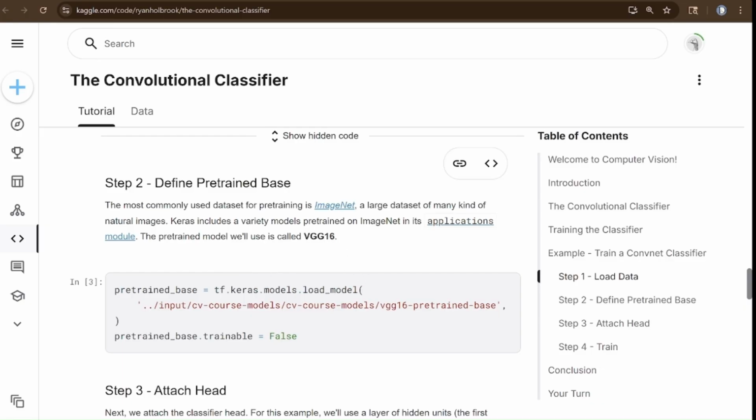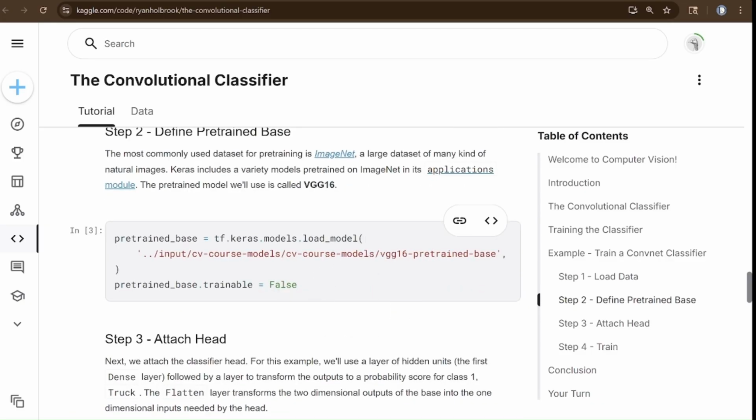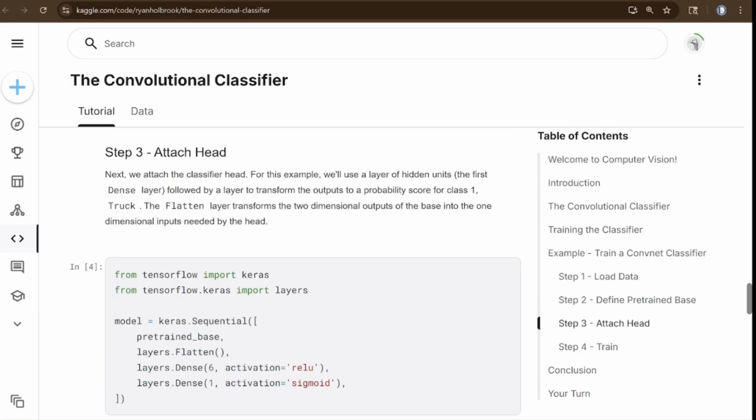One of them is VGG16, so we are just going to import VGG16. Simple, just importing an already trained model. We are not doing anything here. Here is the part where we can do something, that is attaching the head. We attach the classifier head.